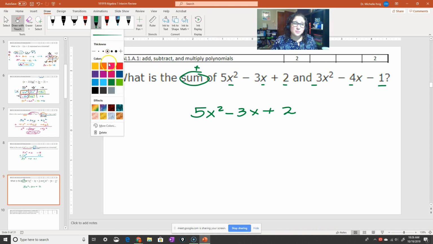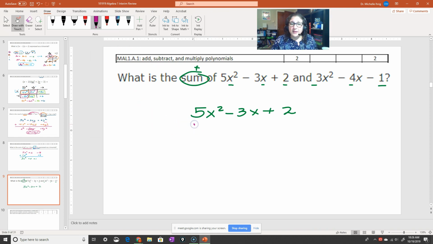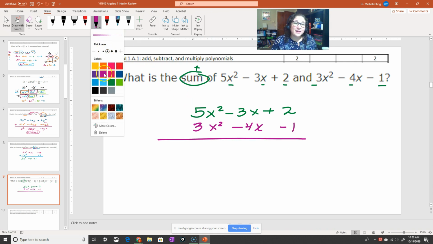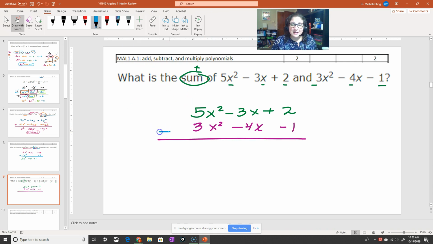Then we write our next part. And then we always make sure that everything lines up. And we are adding. So because we're adding, we do not change any signs at all. We leave the signs the same. So then everything matches: x squared, x, and then no coefficient. So now I just add the coefficients going down. 5 plus 3 is 8. So I'm left with 8x squared.